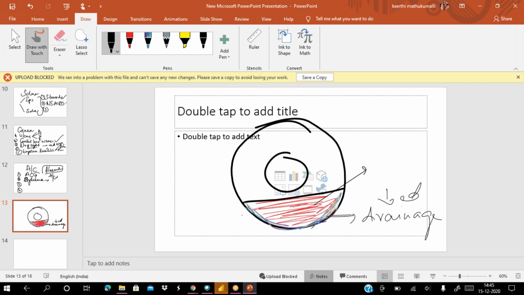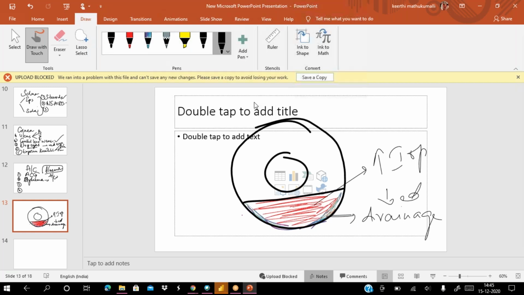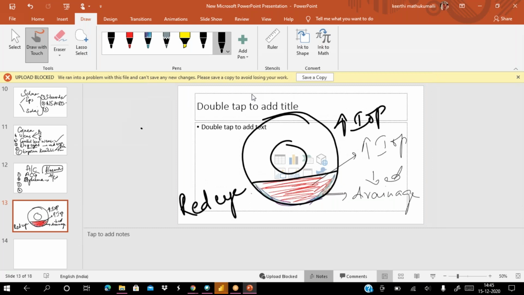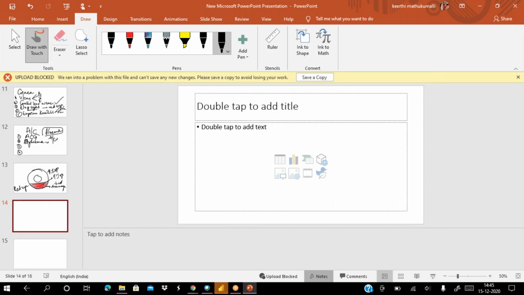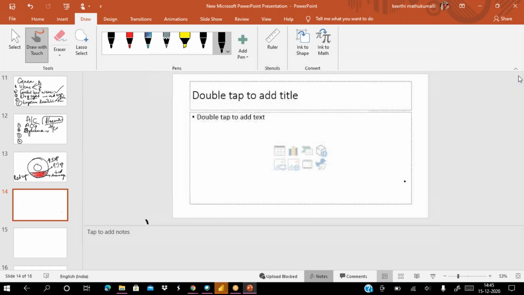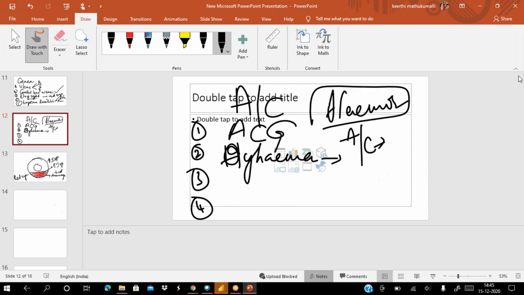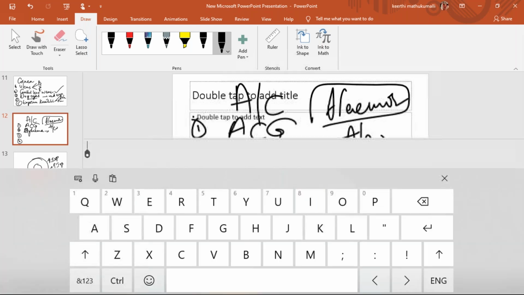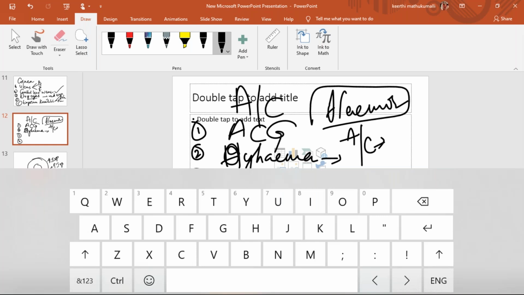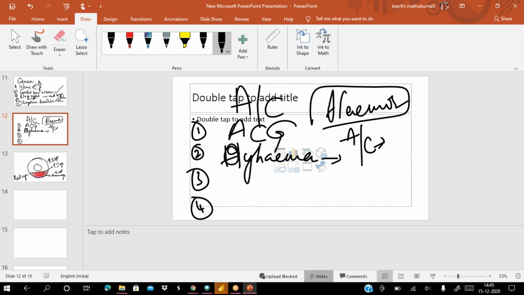So when there is decreased drainage, there will be increase in IOP, right? When there is increase in IOP, obviously there will be red eye, right? So this is about hyphema. Okay, so any other causes? Any other causes? Somebody told.